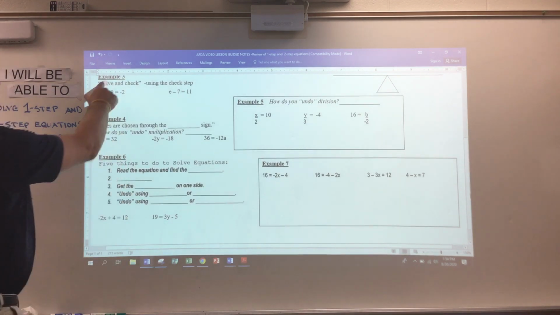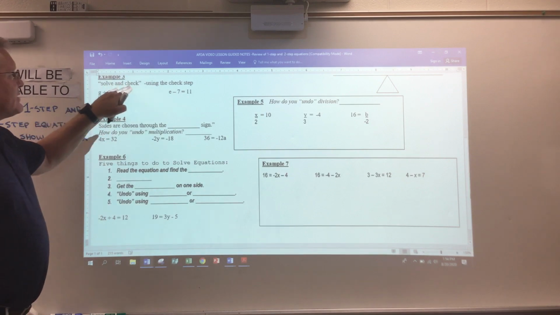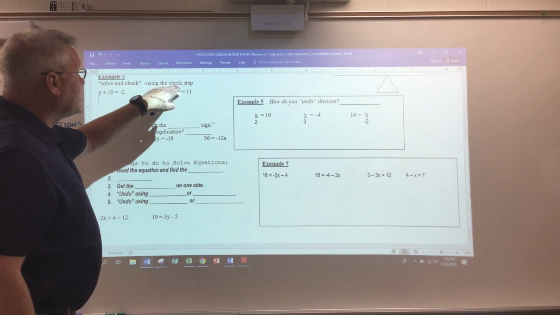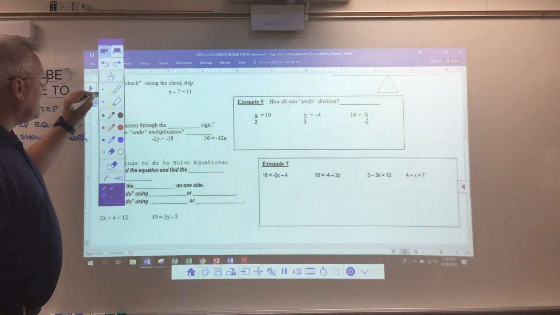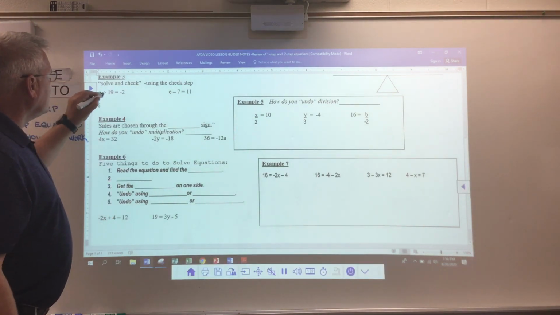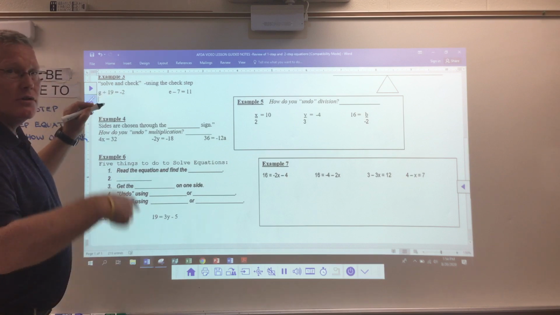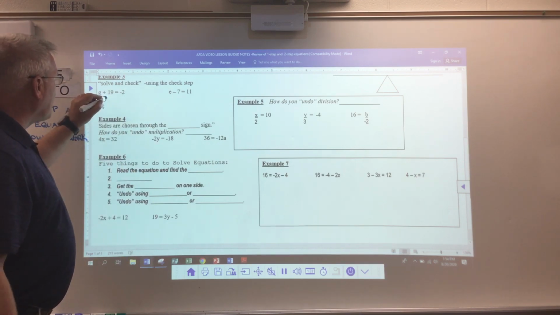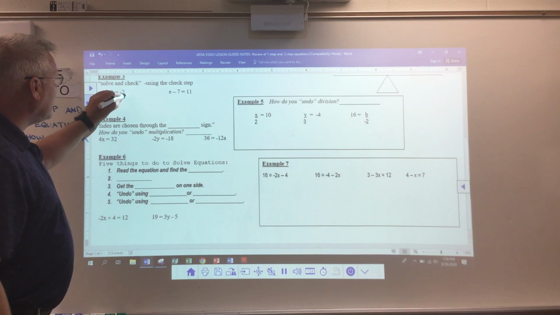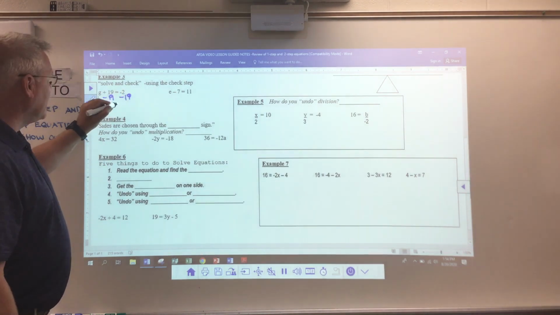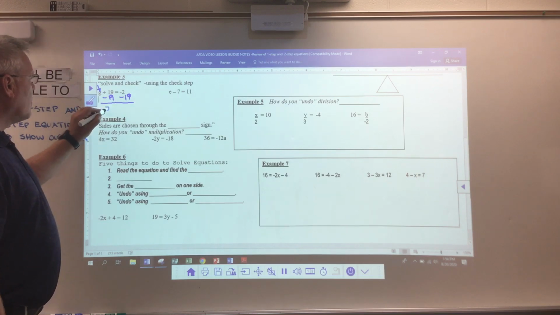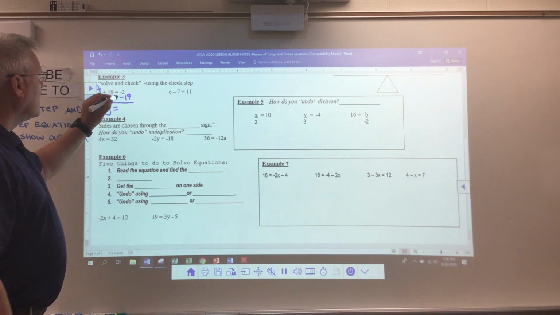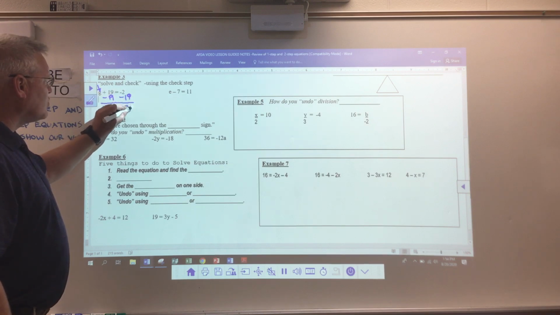So here's example 3, moving on to that. It says solve and check, using the check step. I want to show you that, and it's very valuable. So we have G plus 19 is equal to negative 2. Just like we learned before, we're going to add the opposite. So we're going to put a negative 19 on both sides, or minus 19. We'll clean that up. Remember, we're solving for G right there. So we'll get G is equal to, let's see, negative 19 and a negative 2. I think that makes negative 21.